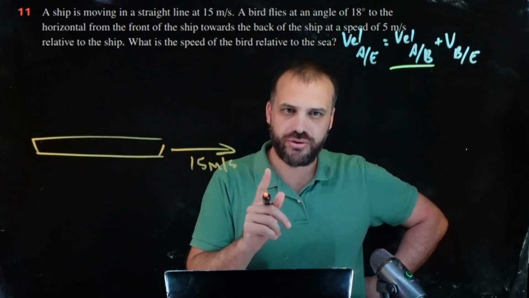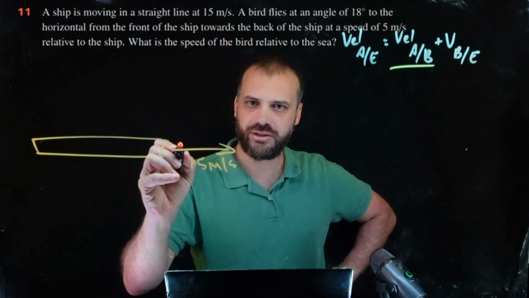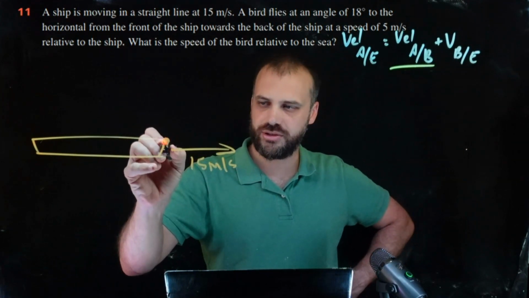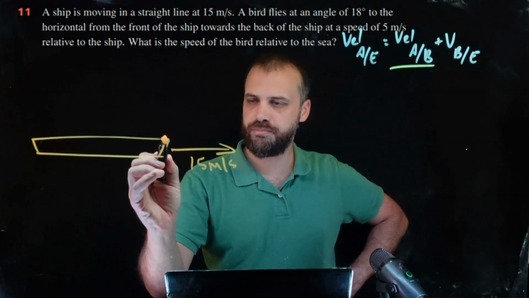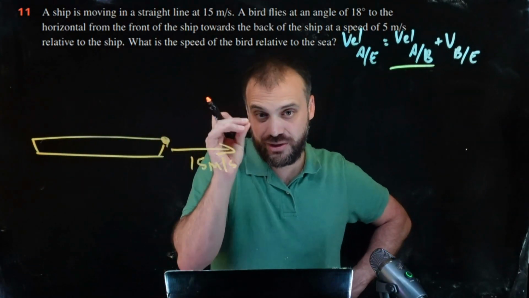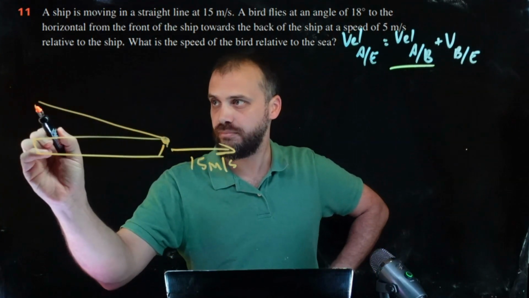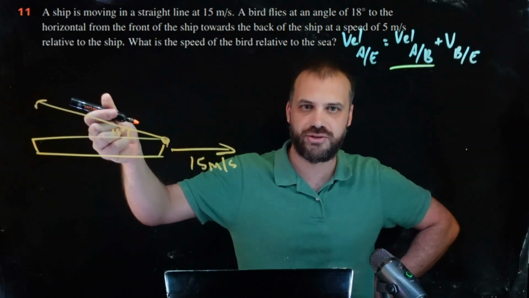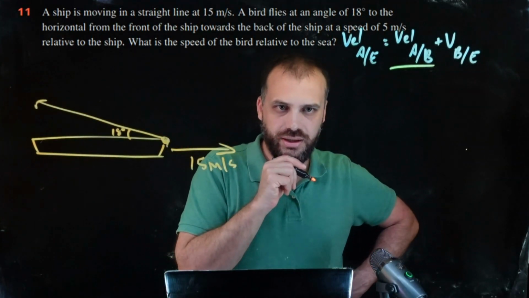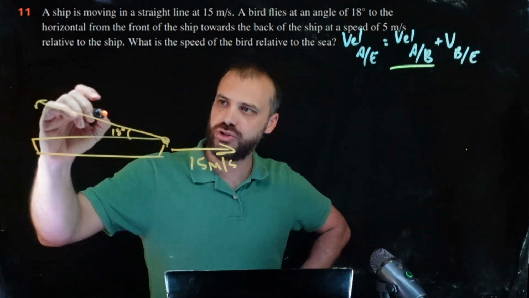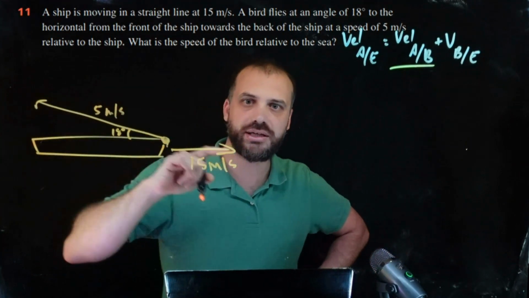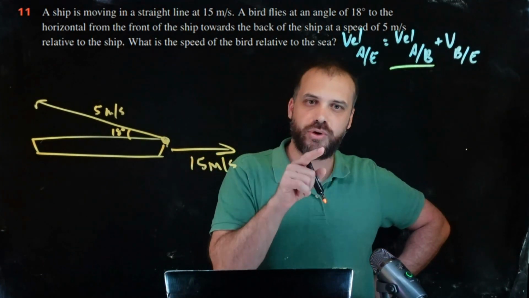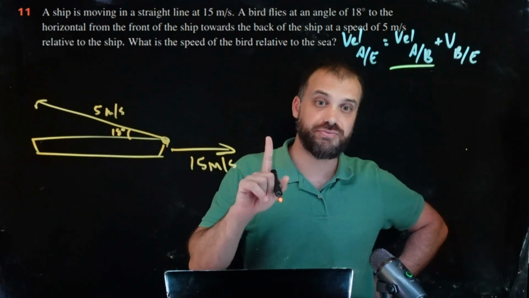A bird flies at an angle of 18 degrees to the horizontal. So this is the horizontal. From the front of the ship to the back of the ship. So the bird is like perched on the front of the ship and it takes off. But in the process of taking off, it flies at an angle of 18 degrees at a speed, and the magnitude of this is 5 meters per second relative to the ship. And we want to know what is the speed of the bird relative to the sea.